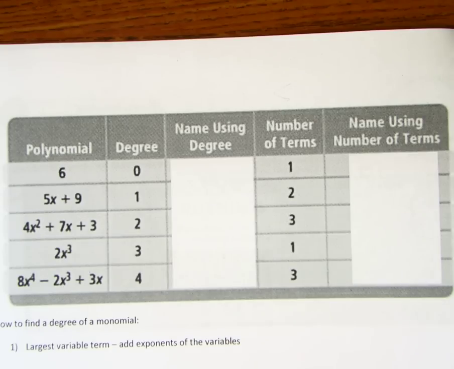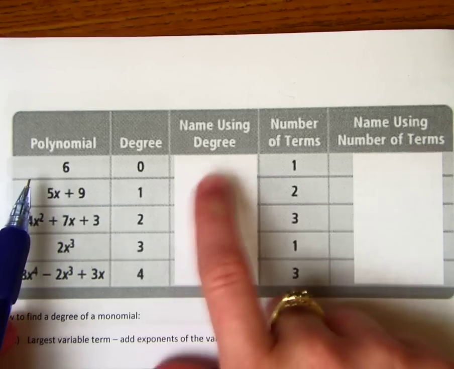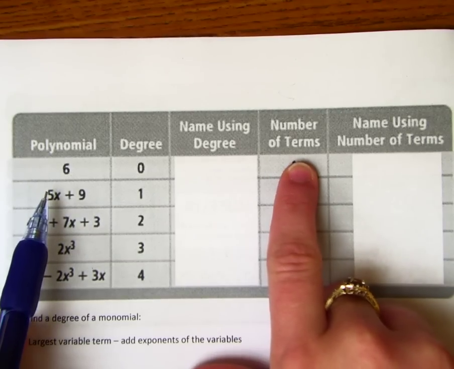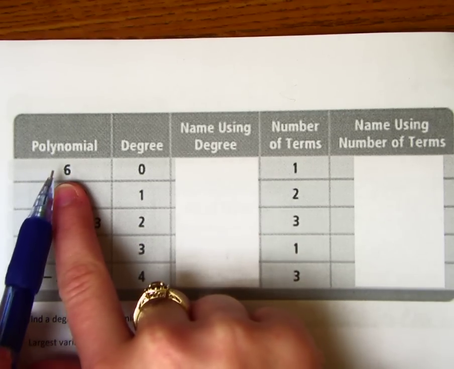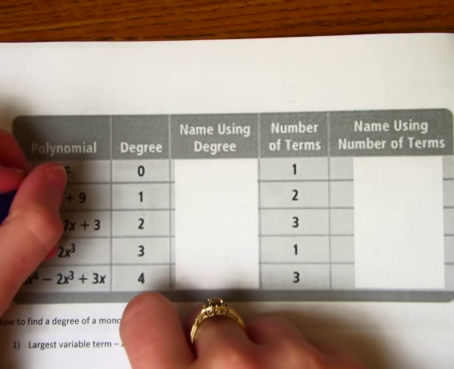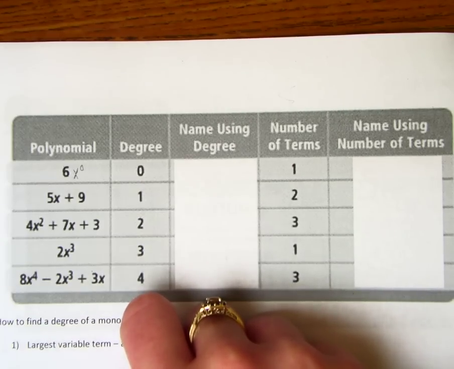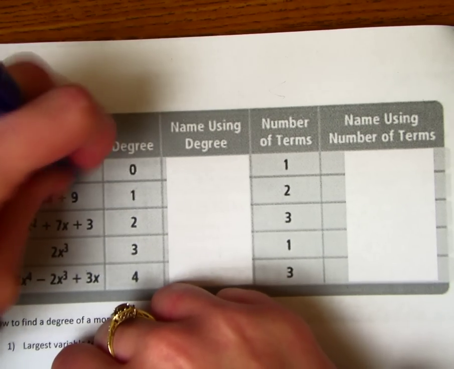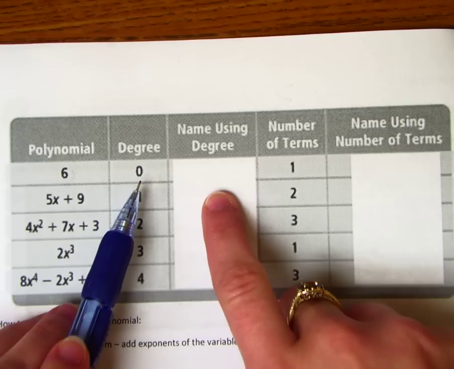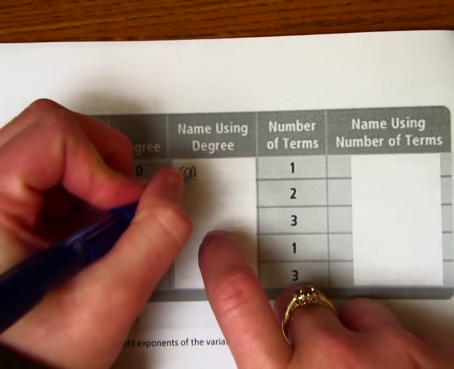The next thing we're going to talk about is how to name a polynomial using the degree of the polynomial, and also by its number of terms. Let's say we have a polynomial that's just 6. That has a degree of 0 because if you put a variable on it, the variable would have to have a degree of 0 to keep it at a 1. So we call it a degree of 0 because that is your variable's degree. And in order to name that using that degree, anytime you have a 0, that will be called a constant.